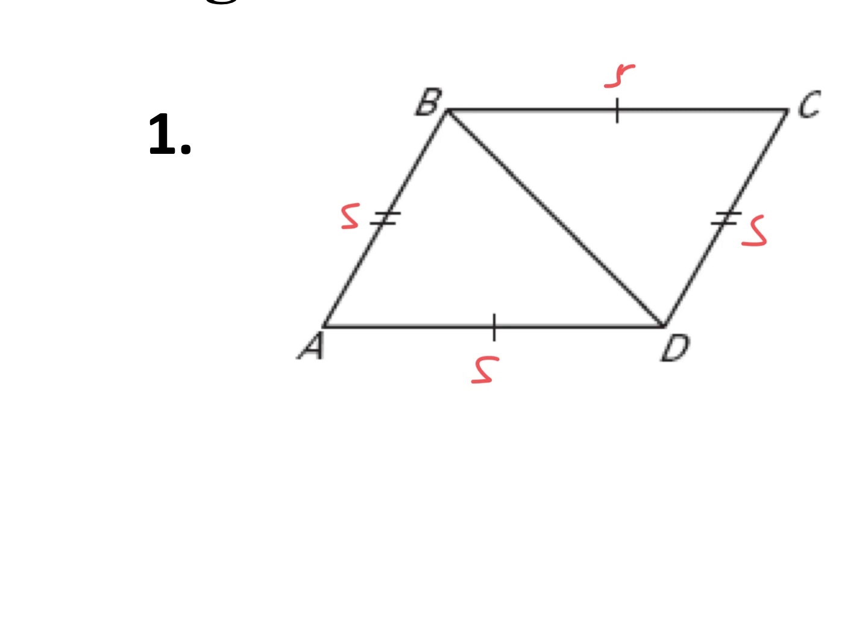So your question is, can I get another side? Yes, you can get one. Where? BD is your shared side, which is reflexive. So this is your third S.